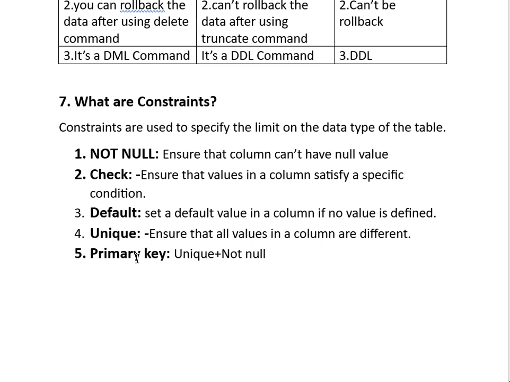And PRIMARY KEY ensures that all the data in the column should be unique and not null. So this is the difference between unique and primary key. In unique, it ensures that all values should be unique, but it can have a null value. But in primary key, all values should be unique and it cannot contain a null value.